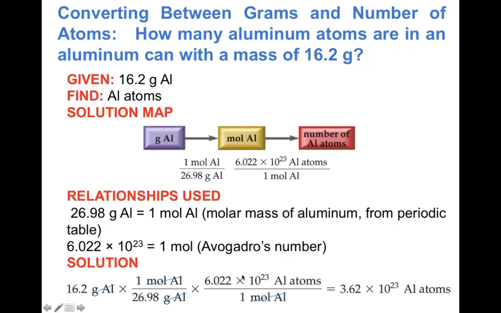If we use the other way, we put the moles on the top, and then the atoms of aluminum, our result will be moles squared divided by atoms. So that's not what we're looking for. That's why we need to invert and have it like this. In that way we can cancel the unit of moles, and we will have the unit of aluminum atoms. So 16.2 grams of aluminum have 3.62 times 10 to the power of 23 atoms of aluminum.